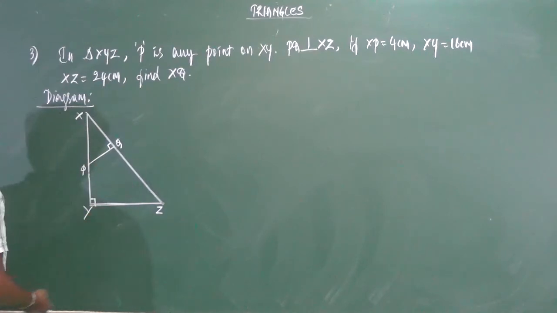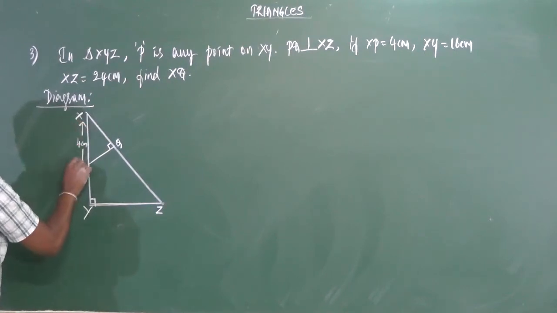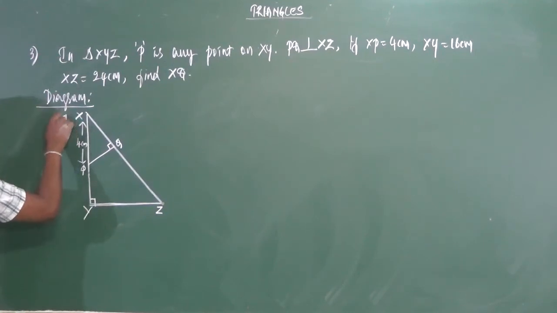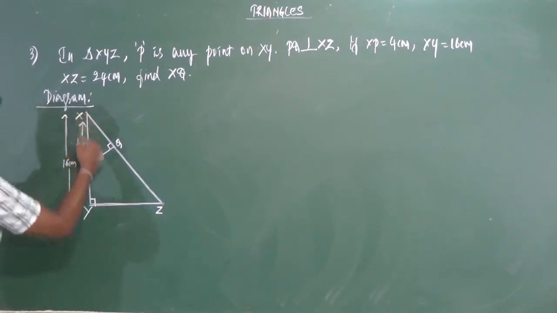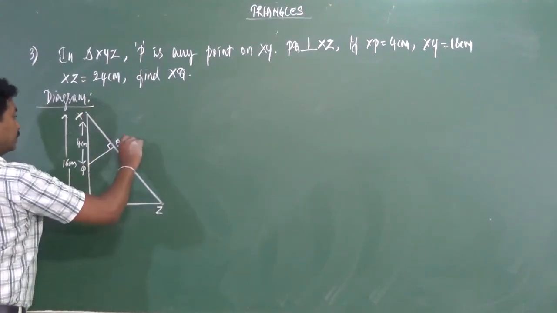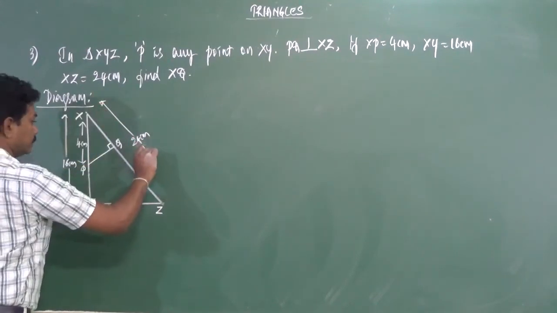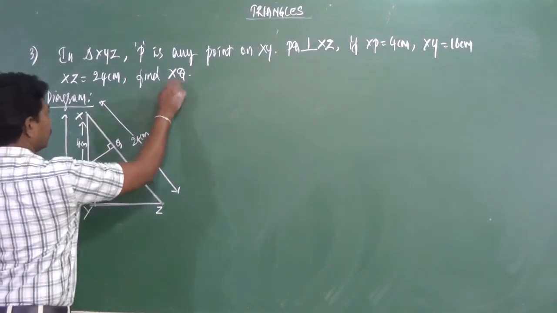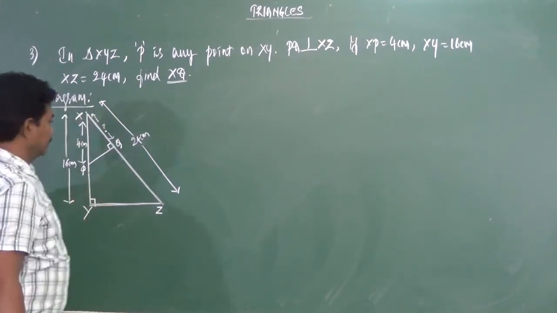If XP is equal to 4 centimeters, so this is 4 centimeters here, and XY is equal to 16. So XY is this one, that is 16 centimeters, the entire XY, and XZ is 24 centimeters. So this is XZ, which is 24 centimeters. If this is the case, find the value of XQ. That is, we have to find this length.